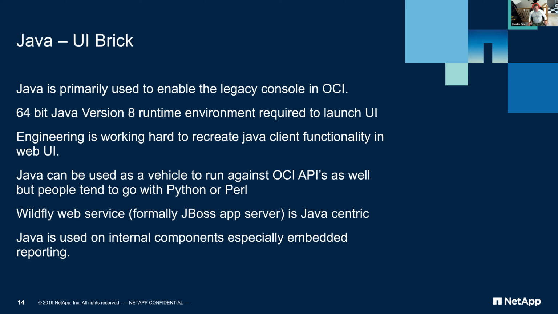It is also used internally. I don't want to imply that the only thing that we use Java for is the legacy console. That's not true. There are components that do things like rendering and animation of data and things of that nature that are actually Java based. And this also ties back to Wildfly that we talked about earlier, the JBoss app server. That's Java centric and allows us to leverage Wildfly's abilities to consume Java applications and that sort of thing when rendering on the interface.